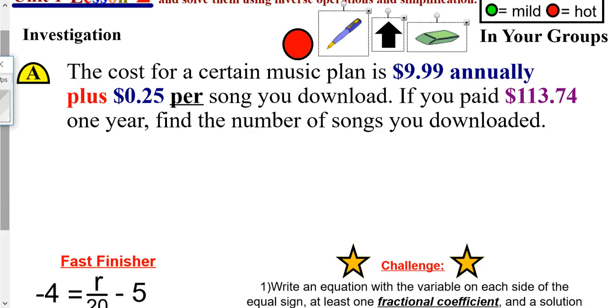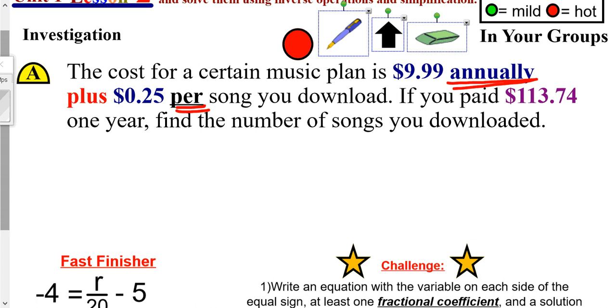Okay, let's take a look at another word problem. The cost for a certain music plan is $9.99 annually. Notice that this says annually. That means that's a fee that you're going to be paying yearly, once a year, plus 25 cents per song that you downloaded. Notice that this means per song, so every song you're downloading is going to be costing you a quarter.